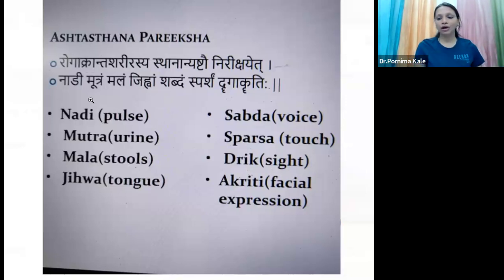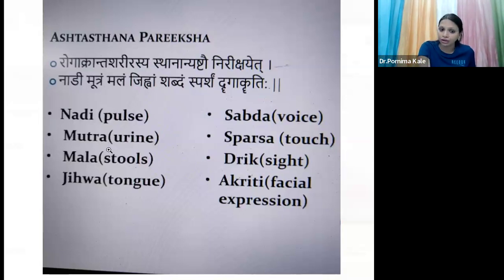I'll read the shlokas. If you are finding it difficult, just forget it. Here it is written in English and Sanskrit also. Roga kranta sharirasya sthana ashta vidha parikshet. See, Roga is disease. Kranta means diseased person. The body of the diseased person should be examined. What should be examined? 8 locations we have to examine of the diseased person. Which are they?